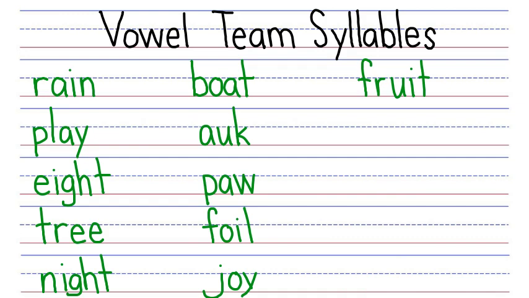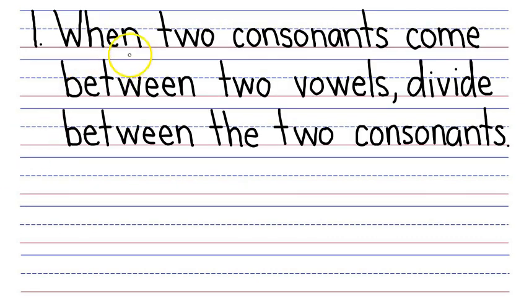Now, let's talk about syllable division rules. Rule number one. When two consonants come between two vowels, divide between the two consonants. So if you see a pattern inside of a word where you've got a vowel followed by two consonants followed by another vowel, this is a VCCV pattern where you split between the two consonants.